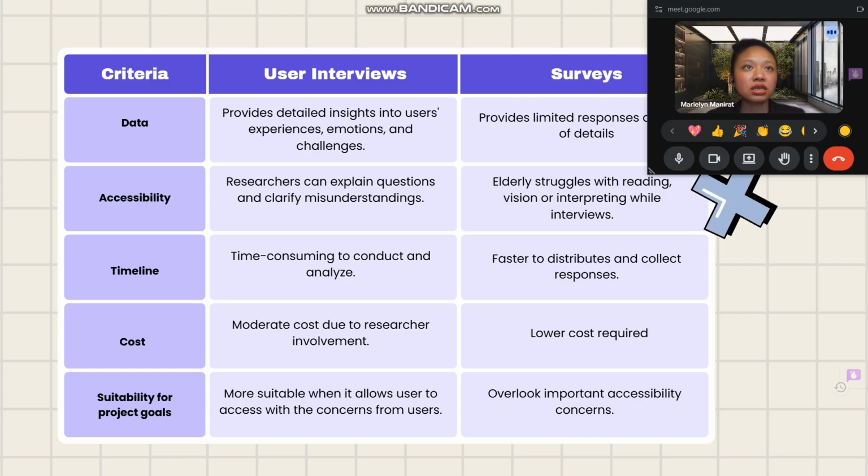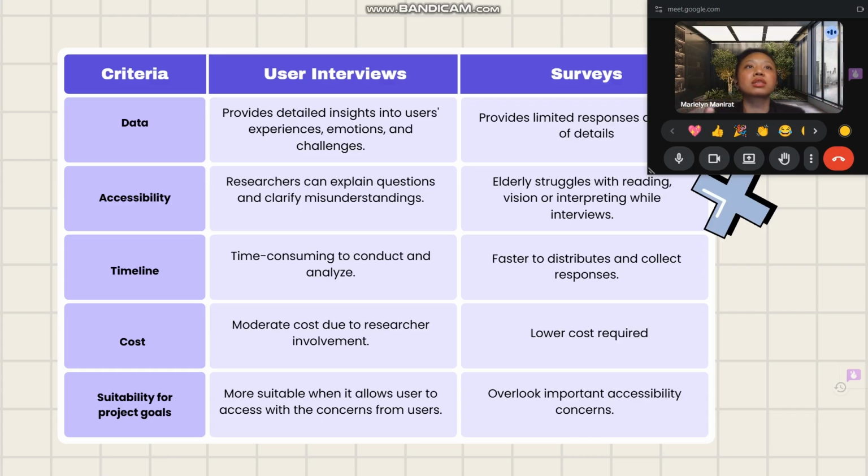For accessibility, with user interviews, researchers can explain questions and clarify misunderstandings easily because they are sitting face-to-face with the elderly users themselves, so it is easy to interpret. But for surveys, elderly users struggle with reading and vision. For the timeline, interviews can be time-consuming to conduct and analyze, but surveys can be faster since they are distributed online, so it is easier to collect data.